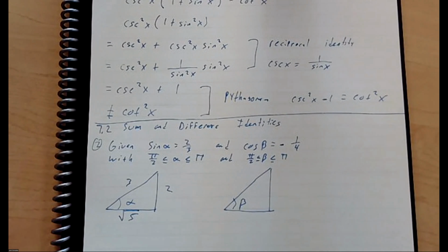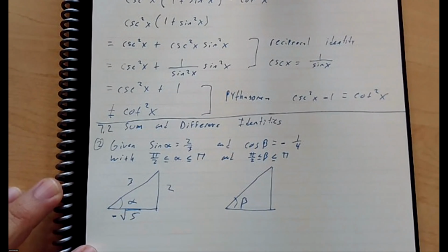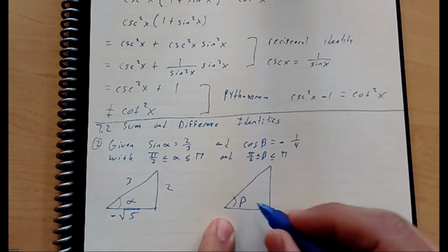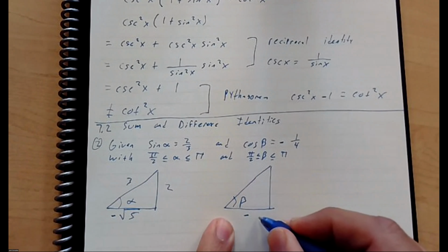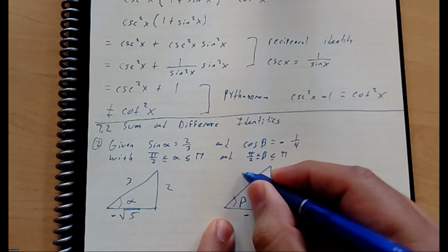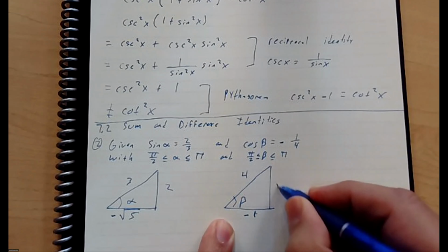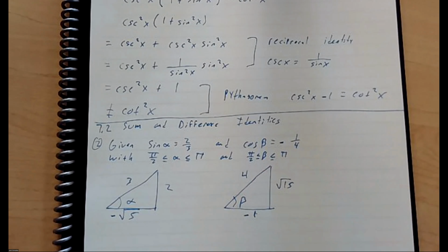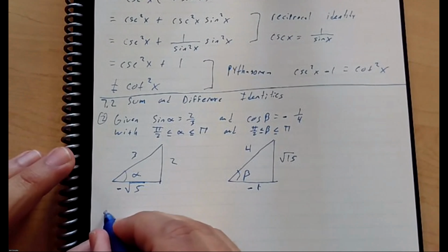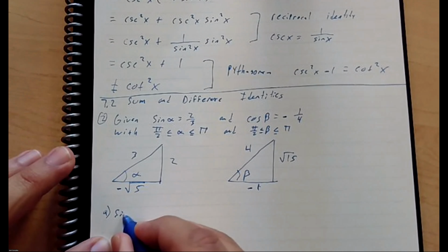But since it's in quadrant 2, this should be negative. Adjacent over hypotenuse. This will be square root of 15 positive because it's related to sine. So I forgot to write the question down, I'm sorry. What they want is this.